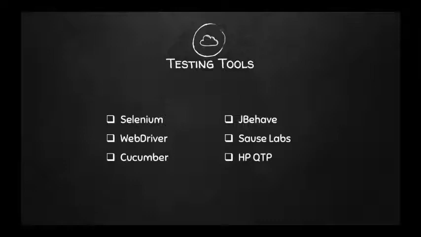Cucumber is a behavior-driven development tool or framework, which is used to write acceptance tests for web applications. This allows the automation of functional validations in an easily readable and understandable format, like plain English, to business analysts, developers, and testers. Next, we have JBehave, which is a framework for behavior-driven development, BDD.